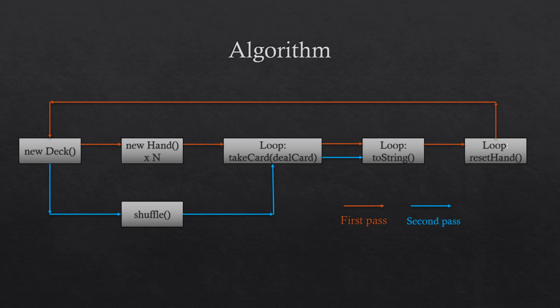So your phase 4 algorithm should look something like this. You'll create a new deck, prompt the user for a number of players, and create that many hands. You'll then loop through the hands, calling the take card method, which uses the deal card method from the deck as an argument. You'll loop through your hands again, calling their toString methods, and loop through them again to reset them. You'll also reset your deck to its initial state. You shouldn't be creating new objects anymore. After you reinitialize, you'll shuffle your deck, redeal to all your hands, and then print them out, and you're done.